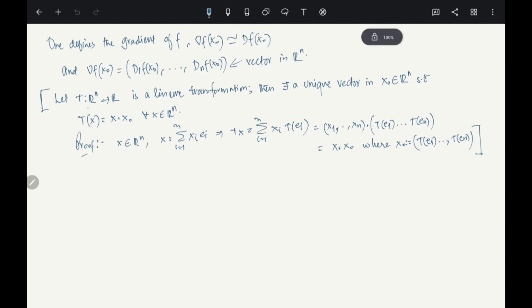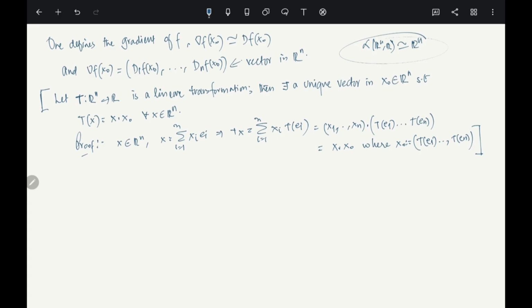Because we know that if you have a linear transformation from Rn to R, then corresponding to this T, you have a unique x0 in Rn. So basically, this gives you an identification: for every element in L(Rn, R), you have an element in Rn. Okay, so this identification is there, and this is what we are identifying.